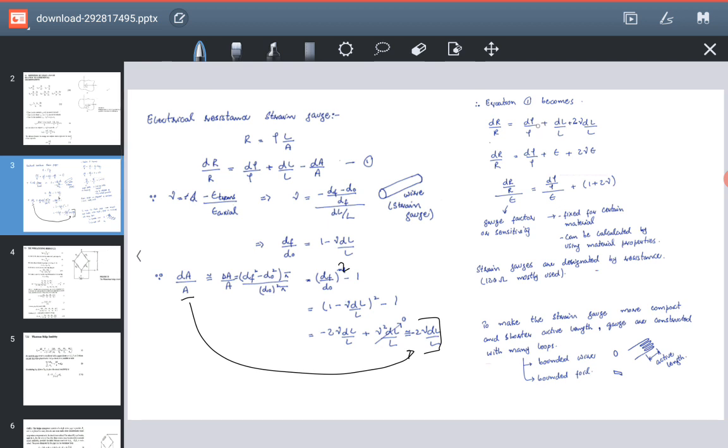Similarly, putting the values, equation 1 becomes this, and if you simplify it, you are going to end up with this. So this is the gauge factor. The gauge factor is fixed for certain materials, and it appears that it is calculated by using the material properties. One thing more we have to realize is that the material properties are very important when it comes to designing gauges.